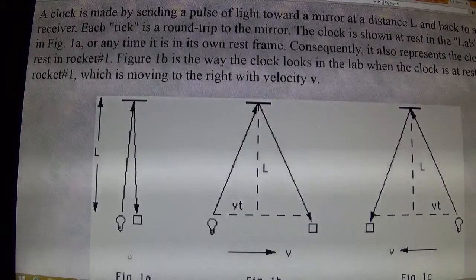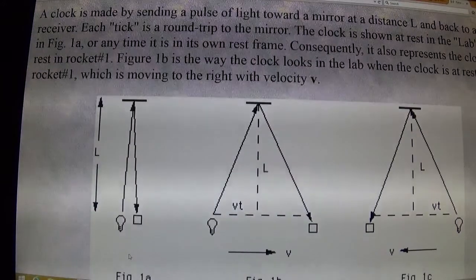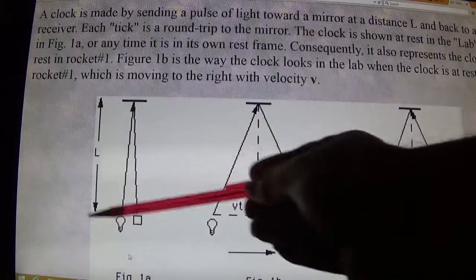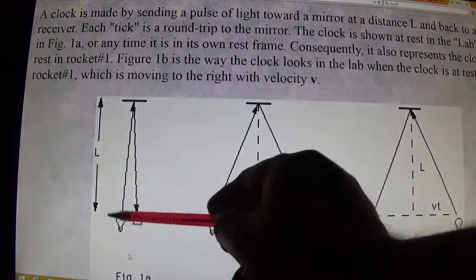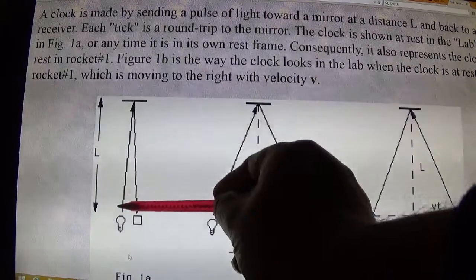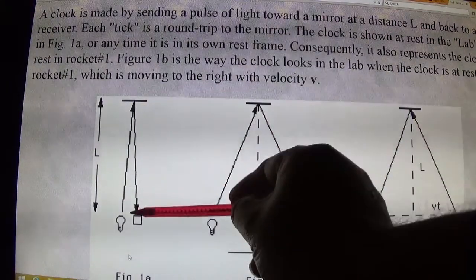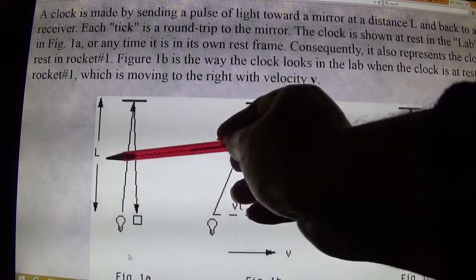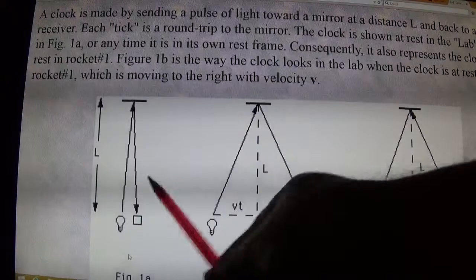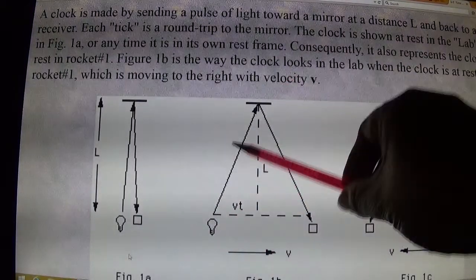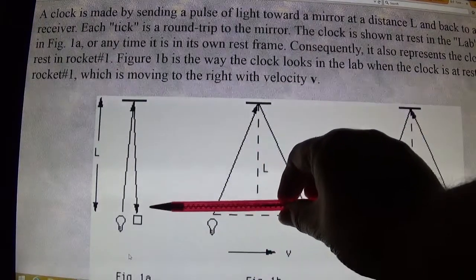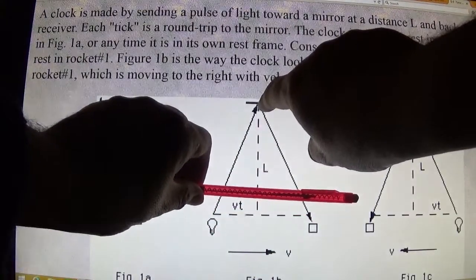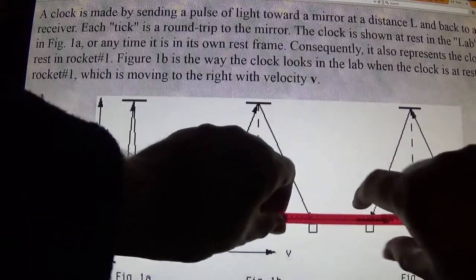So this is the setup, where you've got two mirrors basically, one mirror down here, one mirror up here, and you've got distance L. Light is emitted and goes up and gets bounced back down again. This is when the whole setup is stationary, so it's going that distance L, and when it's moving the light is then going at an angle. So the mirror moves, the light bounces up to there and bounces down to there. This is when it's moving.